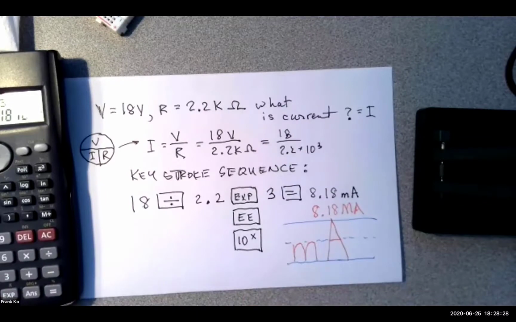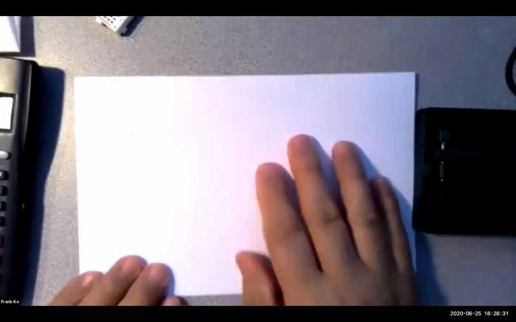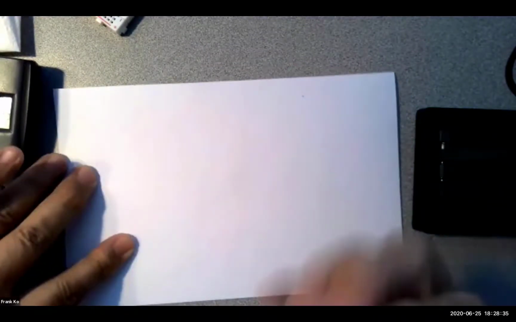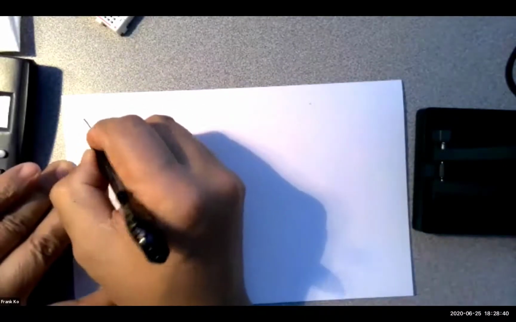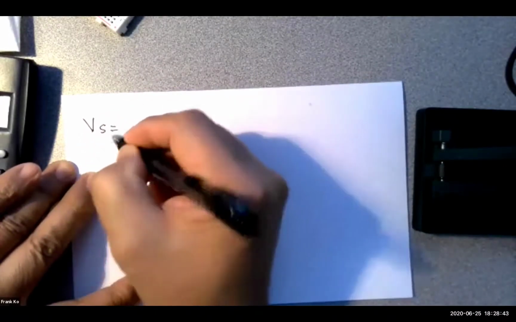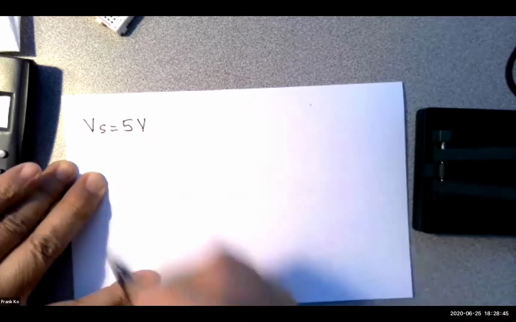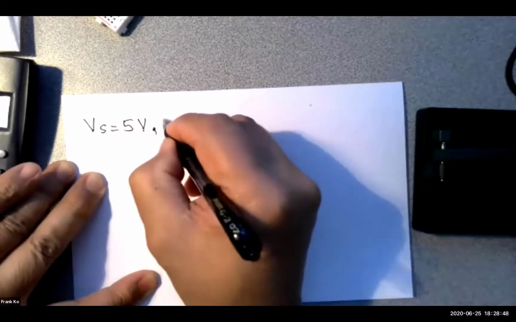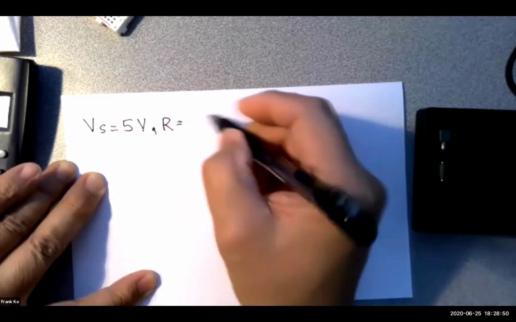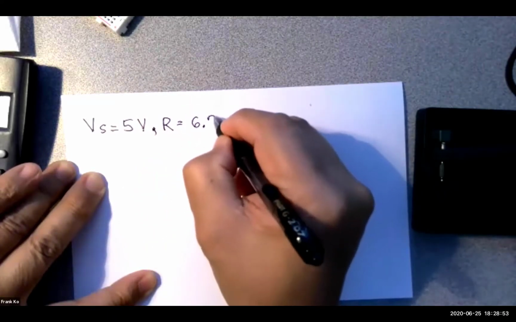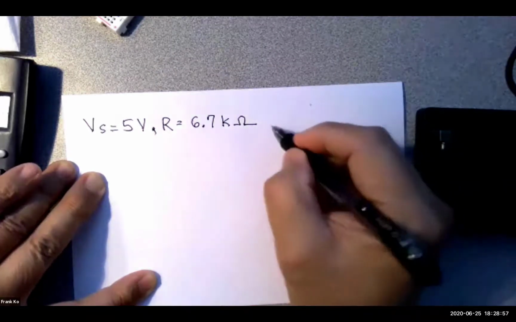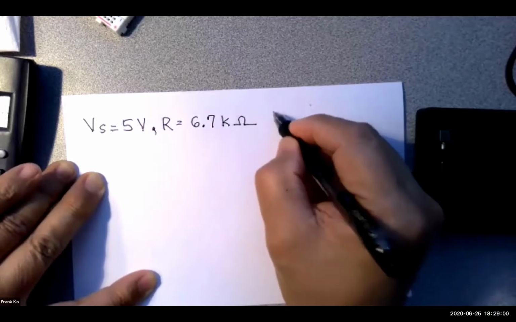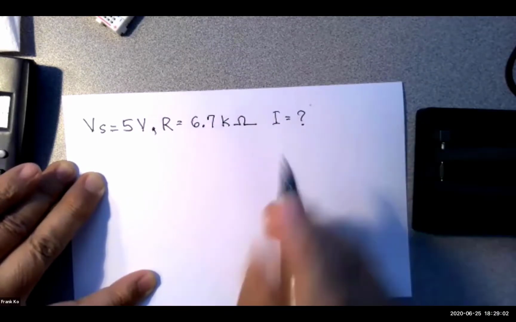Now, let's talk about something else. I'm going to flip this over, and let's get a totally new sequence here. Let's do a sequential calculation. Suppose my V is equal to 5 volts, and suppose the R, in this particular case, is 6.7 kilo ohms. And you are asked to calculate I equals question mark.